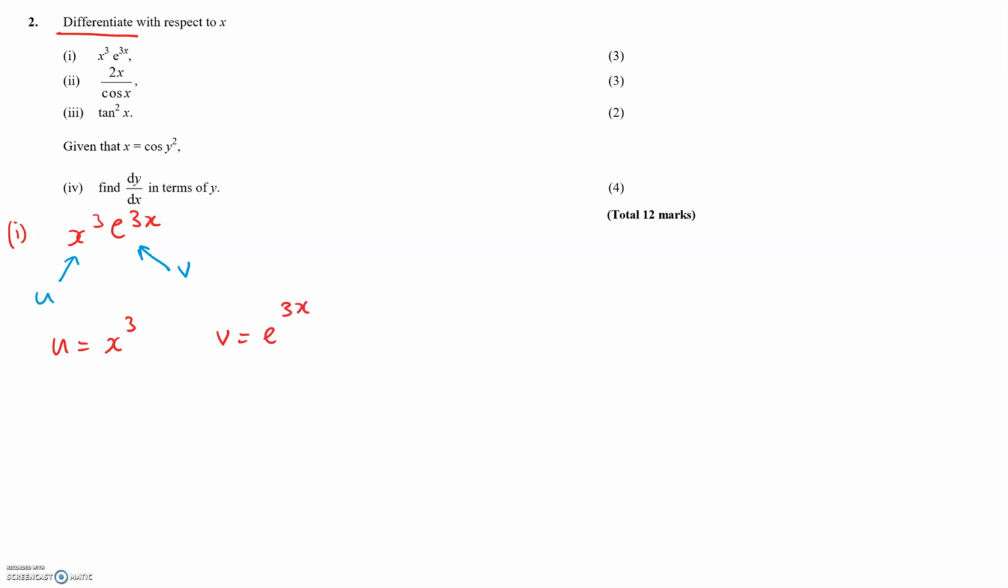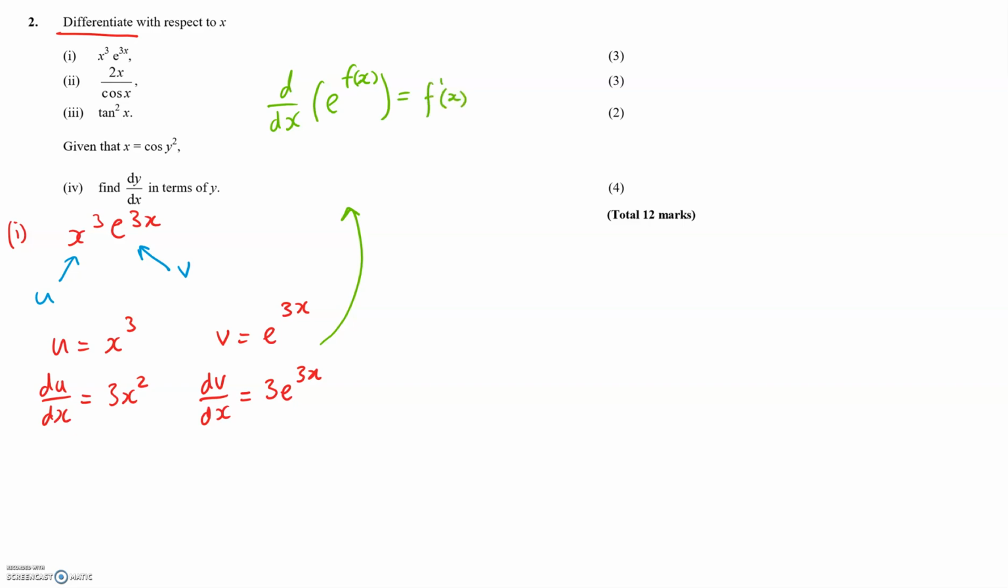And for the product rule, I need to then differentiate both of those. So I'm going to use du dx, which is 3 times x squared, dv dx. This is actually using the chain rule itself, and that's going to be 3e to the power of 3x. And the rule for that is if you differentiate e to the power of any function, you're going to differentiate that power, multiply by it for e to the power of that function.